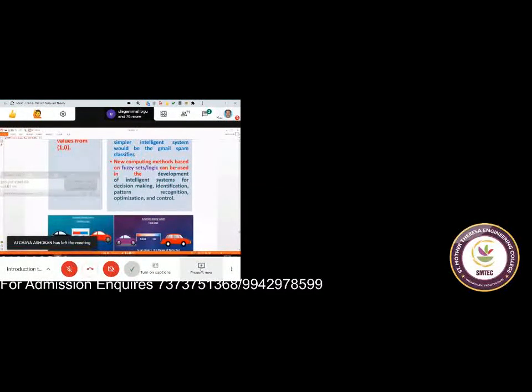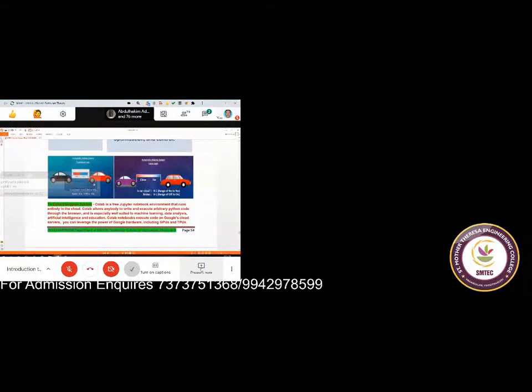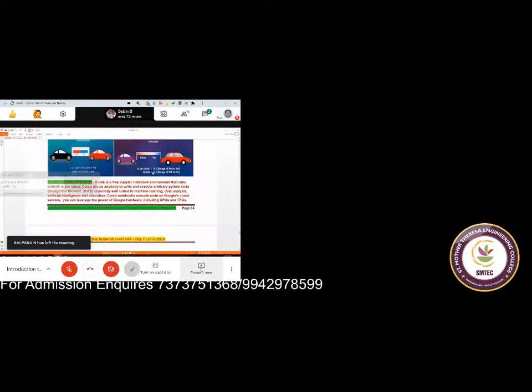New computing methods based on fuzzy sets can be used in the development of intelligent systems for decision making, identification, pattern recognition, optimization, and control. Look here, this is the automatic braking system. It cannot be addressed by the traditional logic; it is not meaningful to address this problem through crisp logic. The automatic braking system can be addressed by fuzzy logic with the words close and far. These are the linguistic values. These linguistic values are meaningful when addressed through fuzzy logic: how close it is, how far it is.